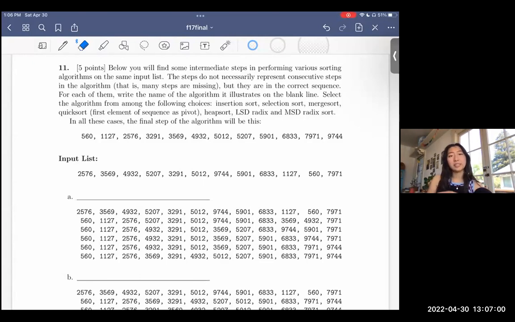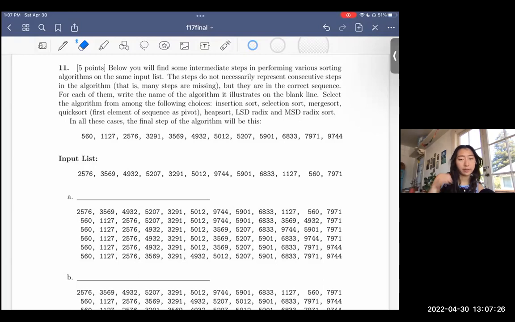The question states that below you will find some intermediate steps in performing various sorting algorithms on the same input list. The steps do not necessarily represent consecutive steps in the algorithm. That is, many steps are missing. We're not seeing the entire picture. However, they are in the correct sequence or relative ordering. For each of them, write the name of the algorithm it illustrates on the blank line. Select the algorithm from the following choices.